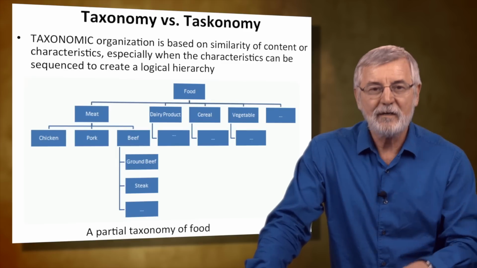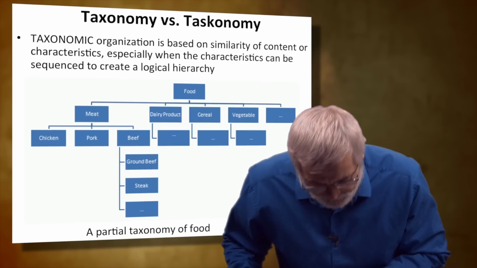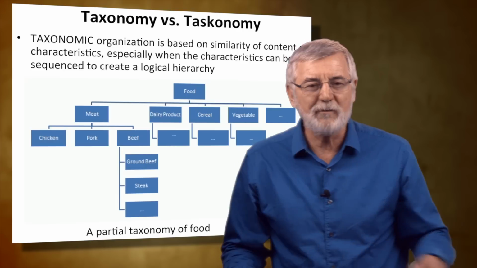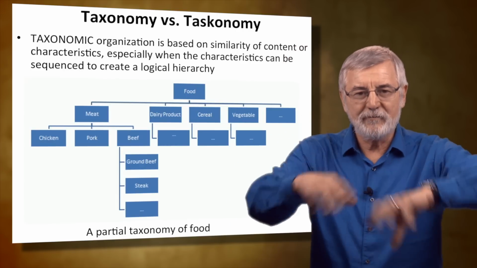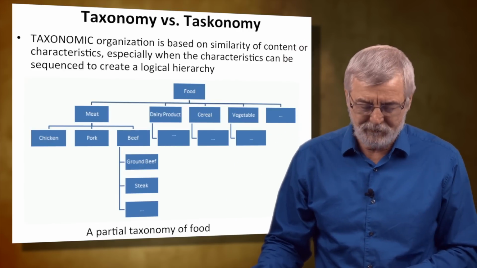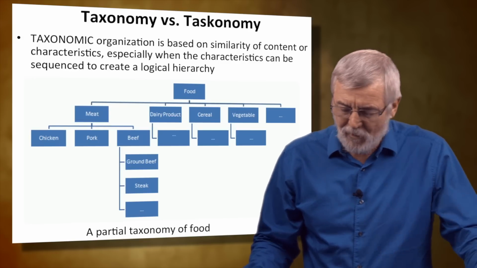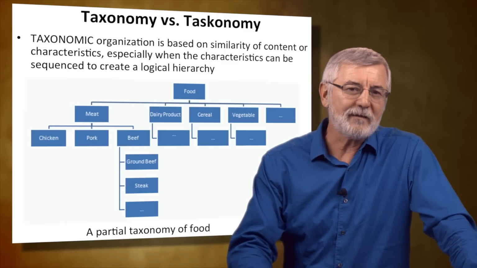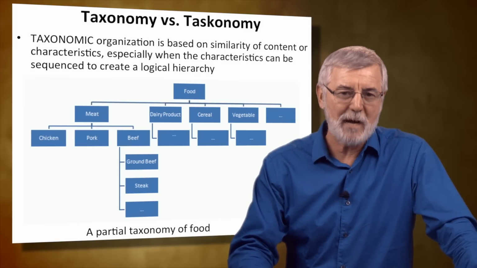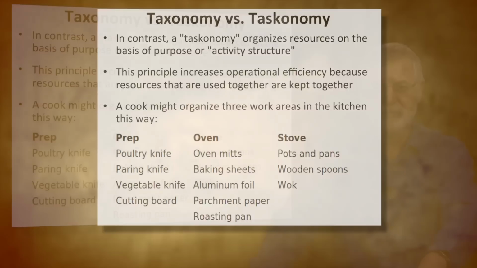So I could organize food in different sections like meat, dairy products, cereal, vegetables, and so on, and further decompose that within each of those sections. And that's sort of a logical classification of food that could be manifested in my supermarket. But alternatively, we could organize things not on taxonomic basis, but on what we call taskonomic basis, which organizes things on the basis of their purpose or their activity structure. So we put things together that are used together.